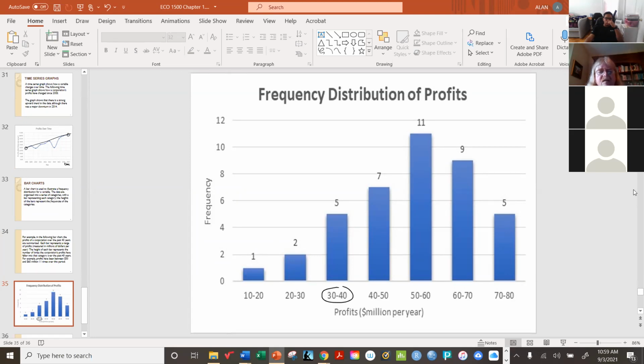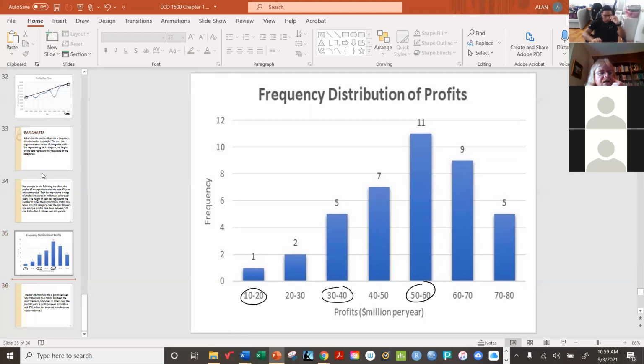So the great thing about this bar chart is that I can see that the most common outcome was 50 to $60 million a year. The least common was 10 to 20. Okay, so in other words, it's a quick and easy way of looking at a lot of data in a hurry and seeing how much or how often these different outcomes took place. You often see this used to represent distributions of grades, let's say. You can easily imagine something like this.